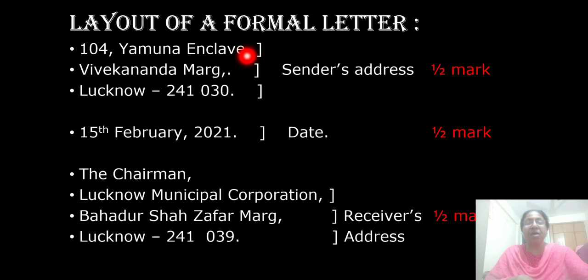Here's a look at the layout. So we have the address in 3 lines, the sender's address with the pattern comma, comma, full stop, for which you are awarded half a mark. Then we have the date, 15th February 2021, full stop. The date is written in the pattern of date, month, and year, in full. Then we have the receiver's address, for which you again get half a mark, and the pattern is comma, comma, comma, full stop, or comma, comma, full stop once again.